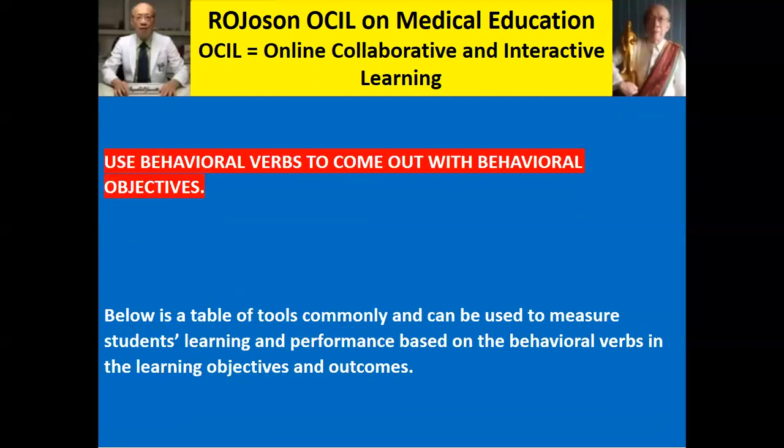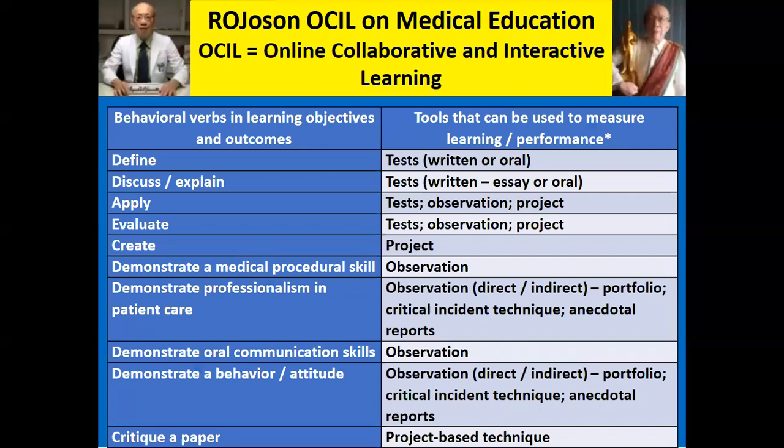Below is a table of tools commonly used to measure students' learning and performance based on the behavioral verbs in the learning outcomes and objectives. For the action verbs define, discuss, and explain, one can use tests, either written or oral. For discuss and explain, you can use the essay or oral exam. For apply and evaluate, one can use tests, observation, and projects. For the level of creating, we can use the project.